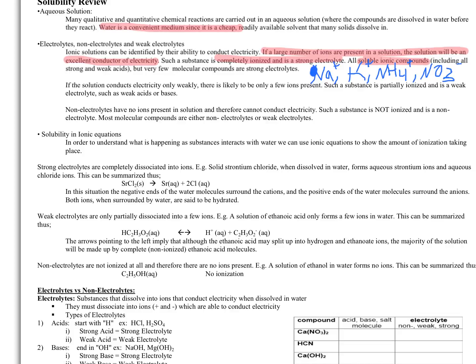If the solution conducts electricity only weakly, there is likely to be only a few ions. So if it conducts weakly, the substance is partially ionized and is a weak electrolyte, such as weak acids and weak bases. So all those weak acids and weak bases, they do conduct electricity. They're just weak because they only partially create ions. Partially they're a precipitate, partially they create ions.